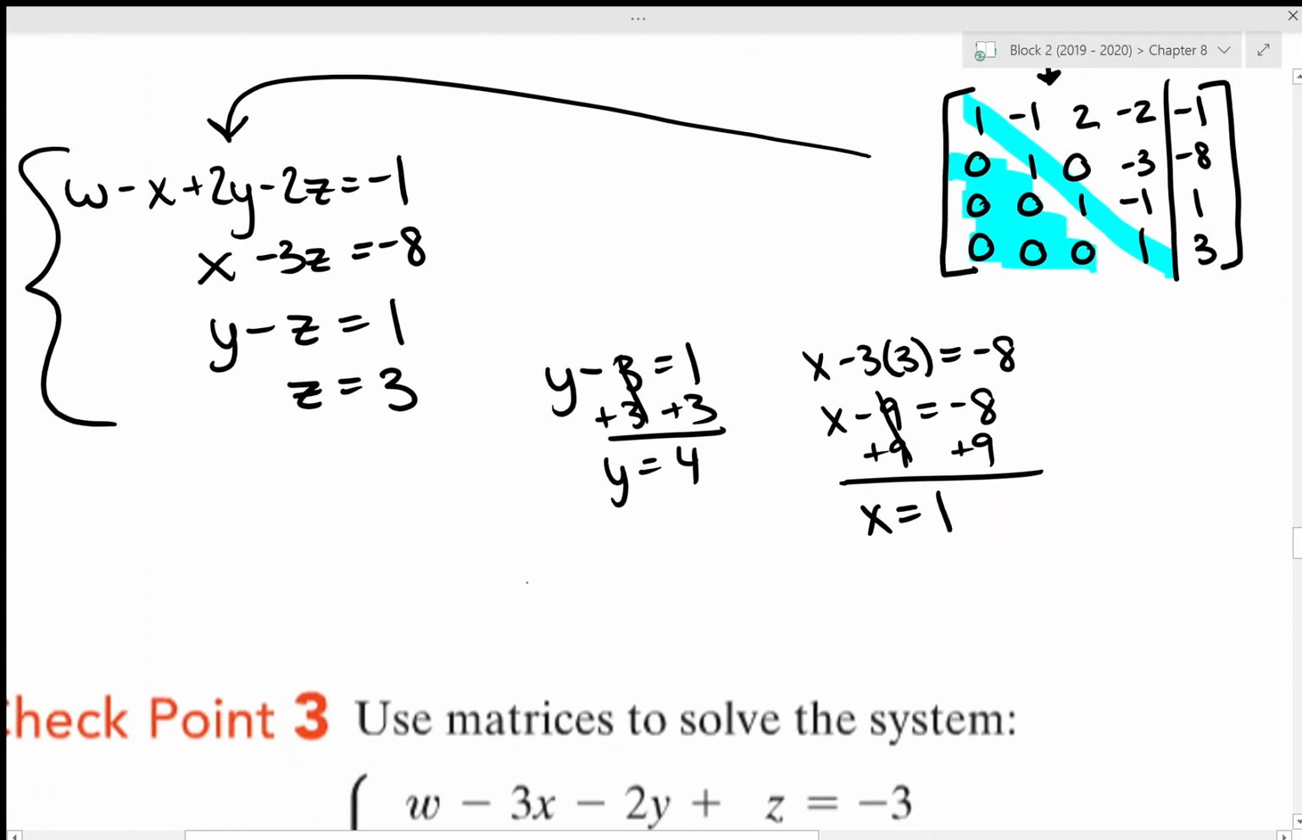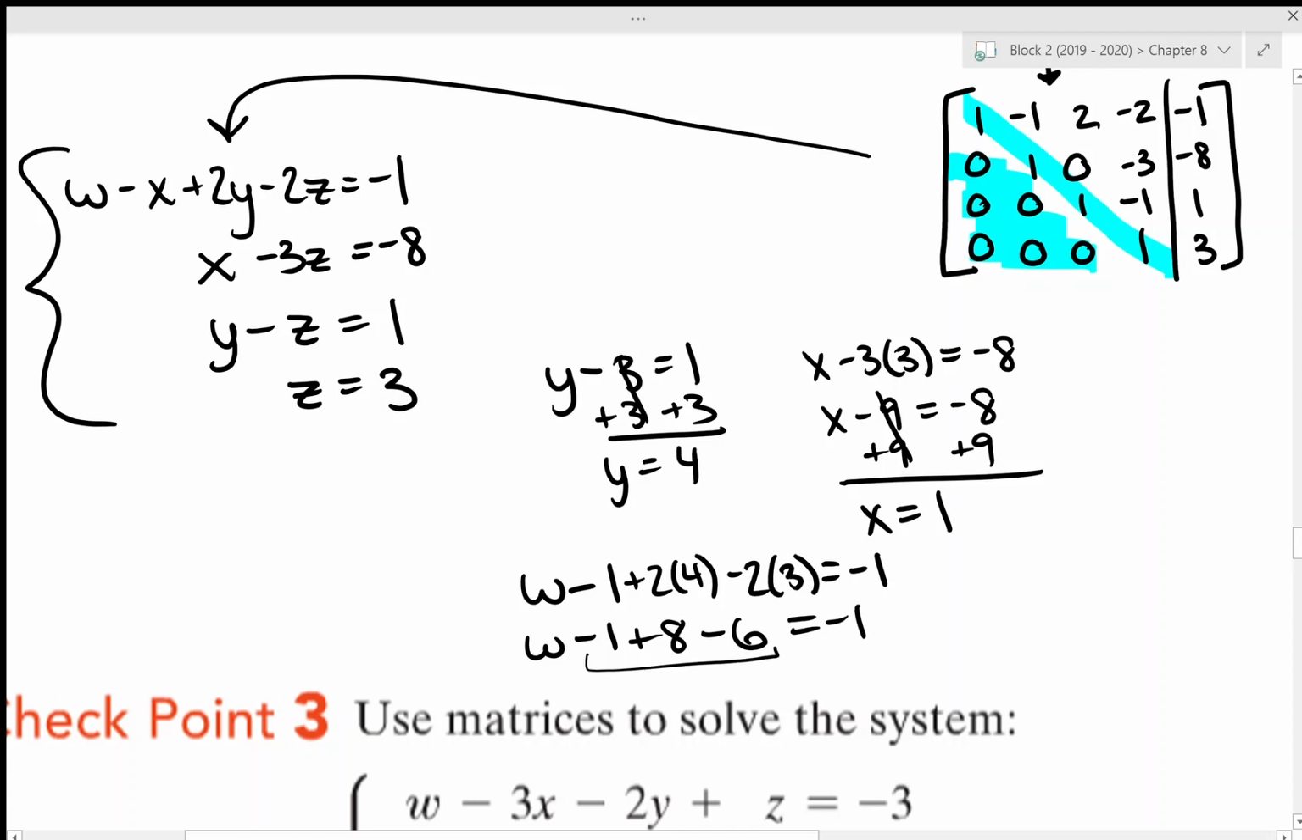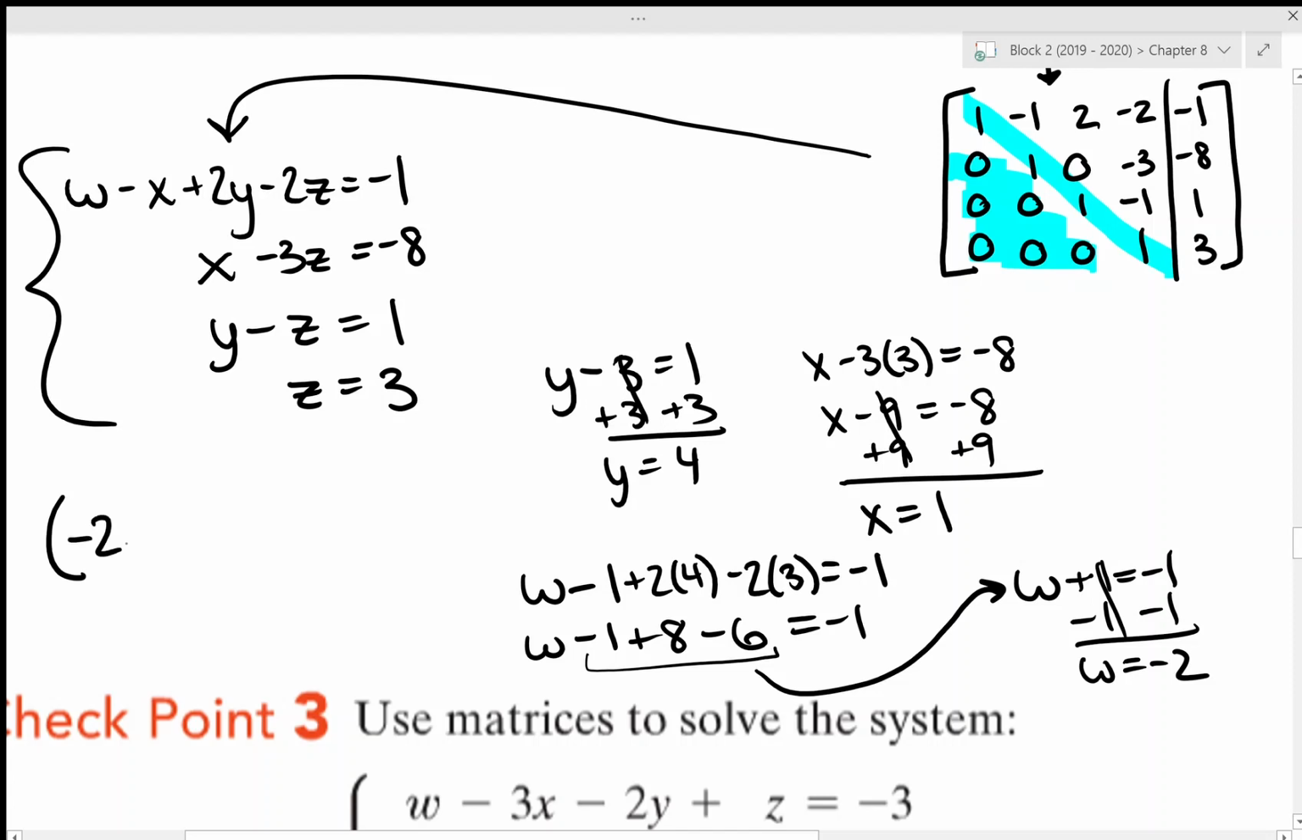Now my w minus x, which is 1, plus 2 times y, which is 4, minus 2 times z, which is 3, equals -1. Okay, w minus 1 plus 8 minus 6 equals -1. I'm going to combine all this, and I get w plus 1 equals -1, and minus 1, w equals -2. So my final answer is -2, my w, and my x, which is 1, my y, which is 4, and my z, which is 3.